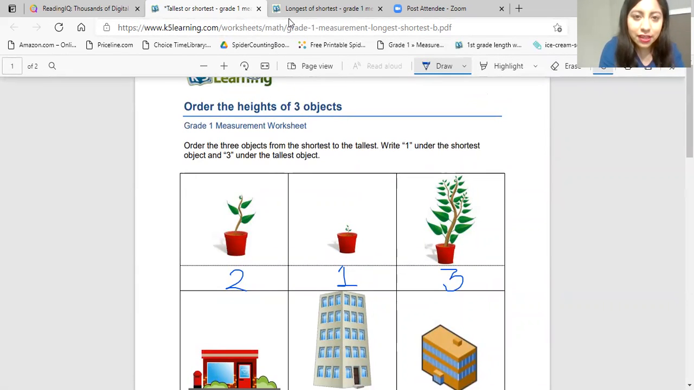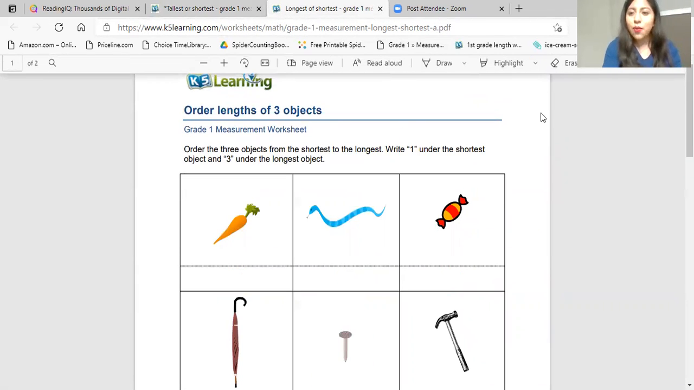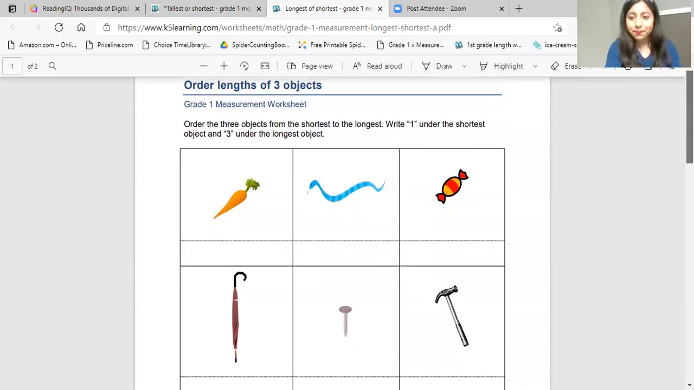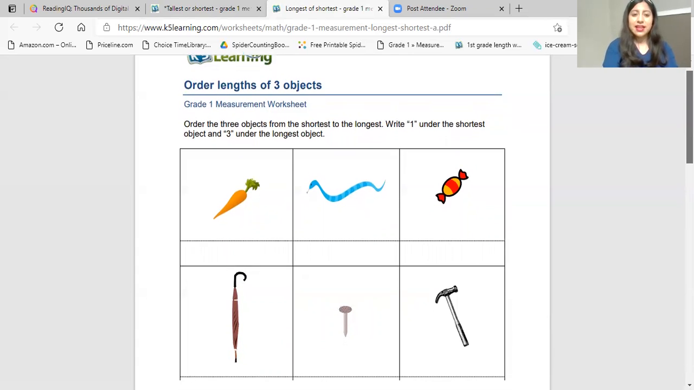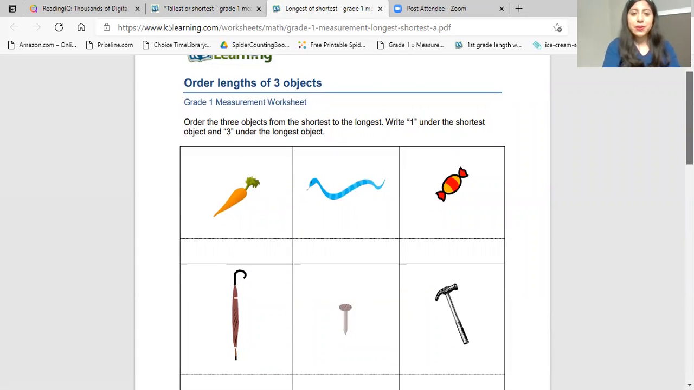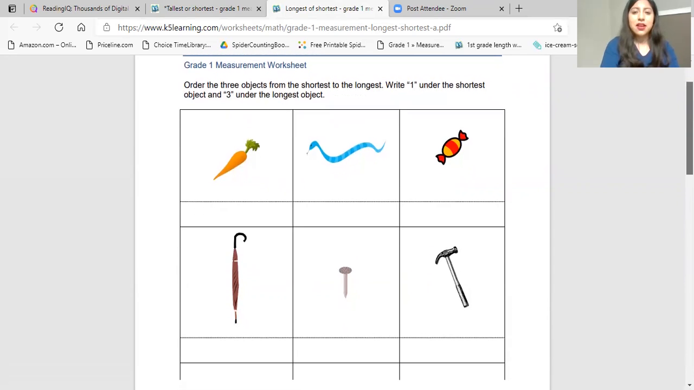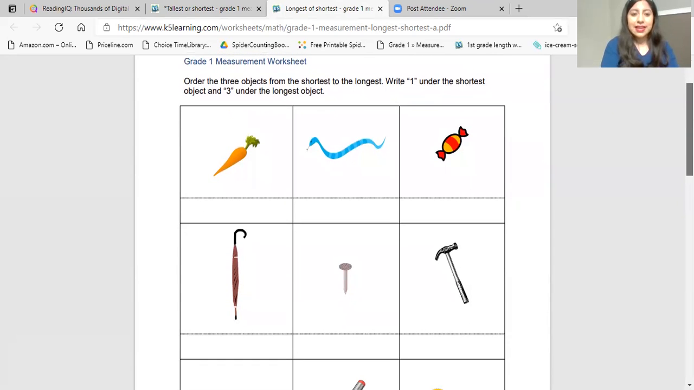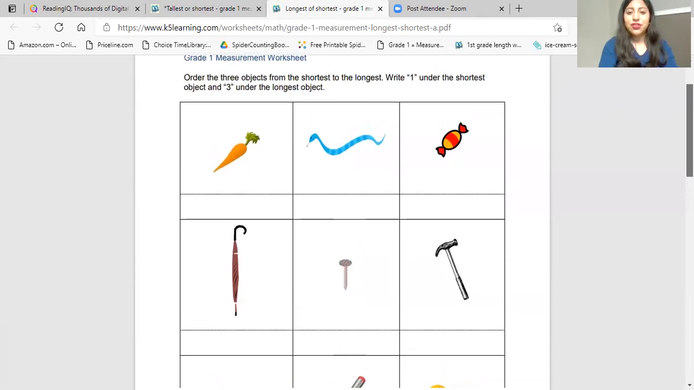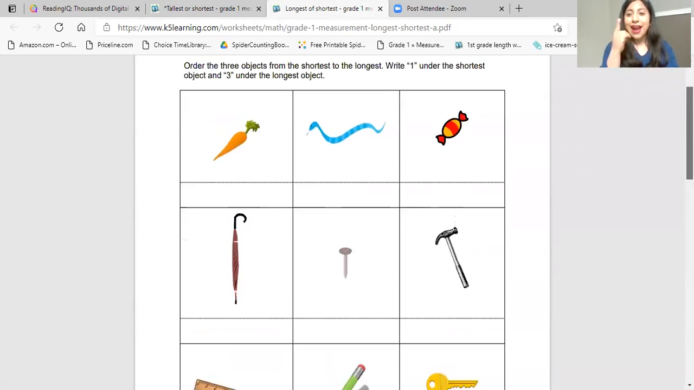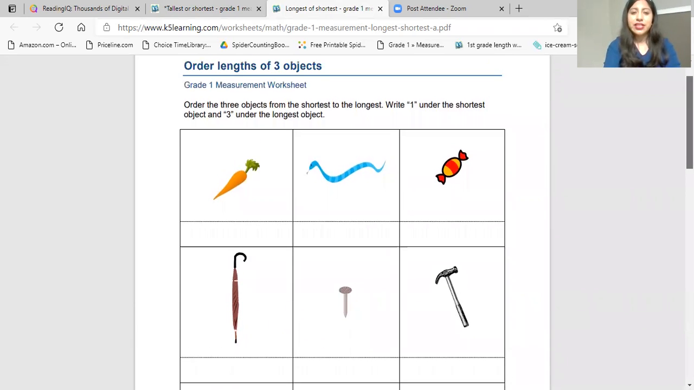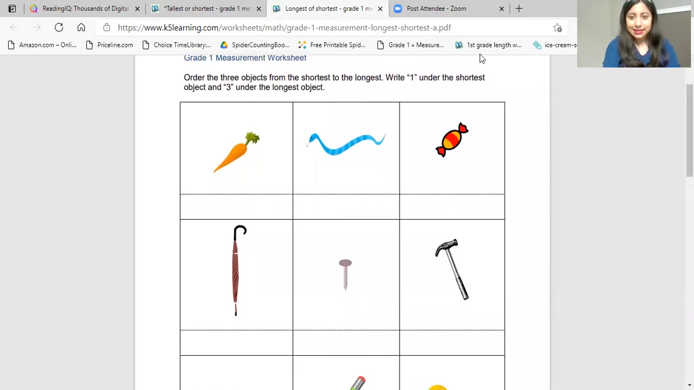So let me share another. This is the one that you're going to be doing at home. I sent you this worksheet for homework. So it says, order the three objects from the shortest to the longest. Write 1 under the shortest object and 3 under the longest object. So just like what we did, you're going to be doing this at home, using your eyes to see which one you think is the shortest and which one you think is the longest.